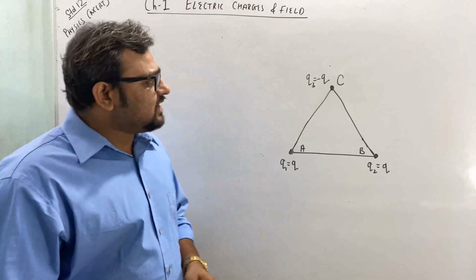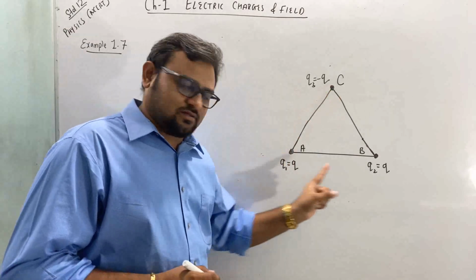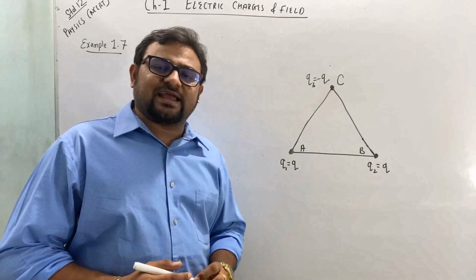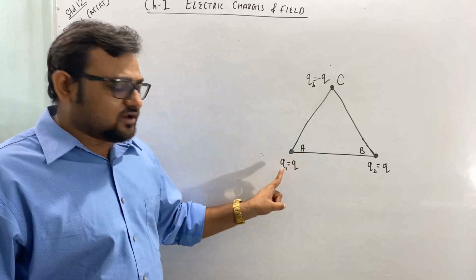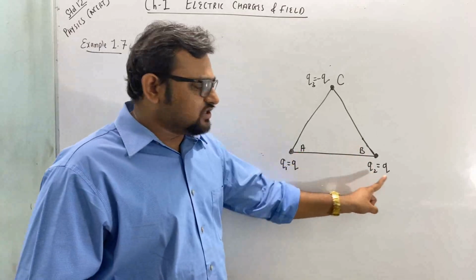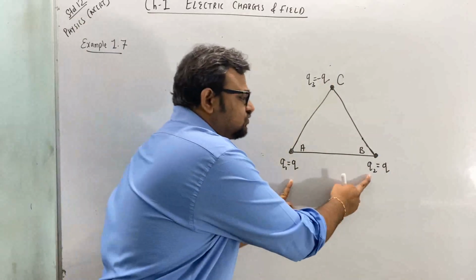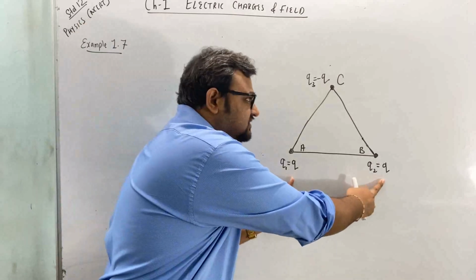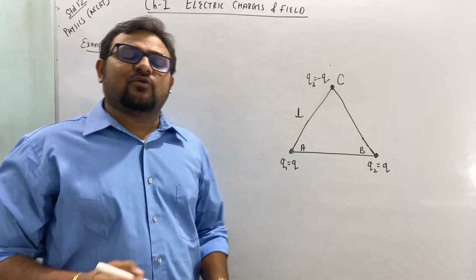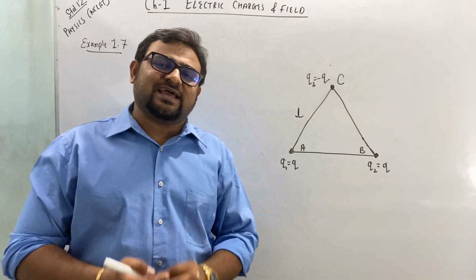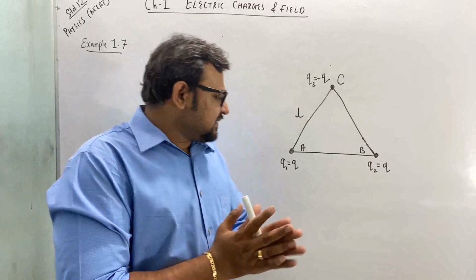Okay, in example number 7, it is given that there is an equilateral triangle. Three charges are kept at its vertices. At vertex A, the charge Q1 is equal to Q. At B, Q2 is equal to Q. And at C, Q3 is equal to minus Q. Means at these two vertices, the charges are plus Q, and here it is minus Q. Let's take the length as L. Now you have to find out the forces acting on each charge. Clear? So let's begin one by one.